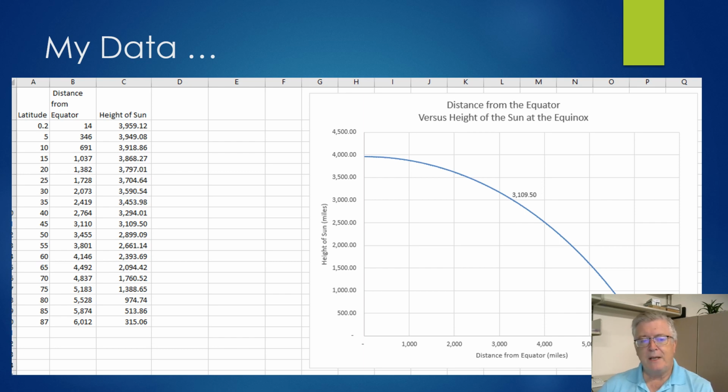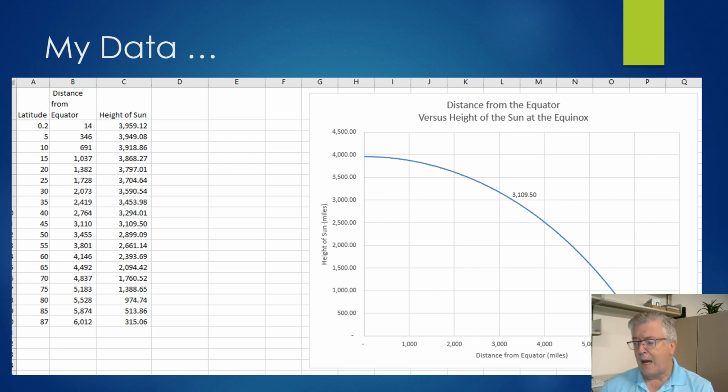You can see that the distance to the sun at the pole is 315 miles, which we can round off to 300 miles just for rounding.